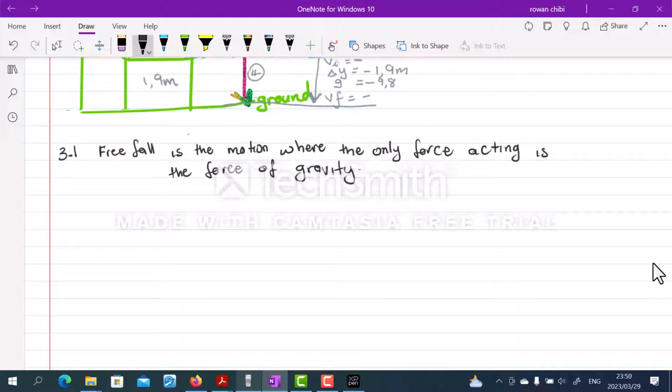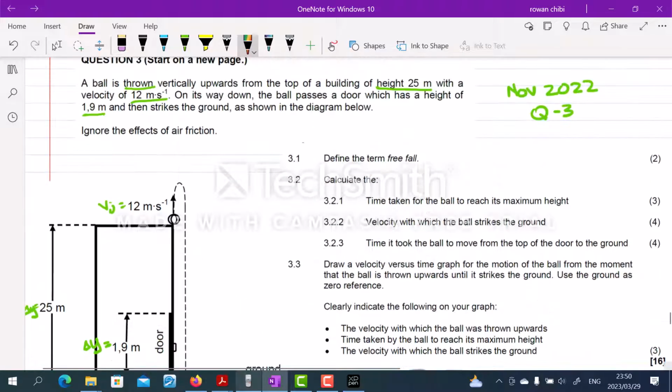There are 2 marks here. The first mark that you will get is for stating the only force. Then you state that force, it is the force of gravity, and they will give you another mark. So that's how we get 2 marks for 3.1.